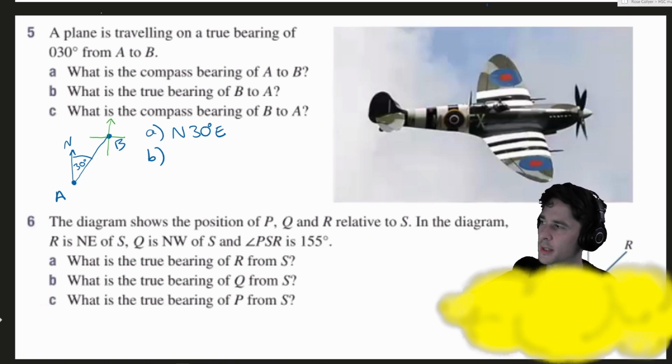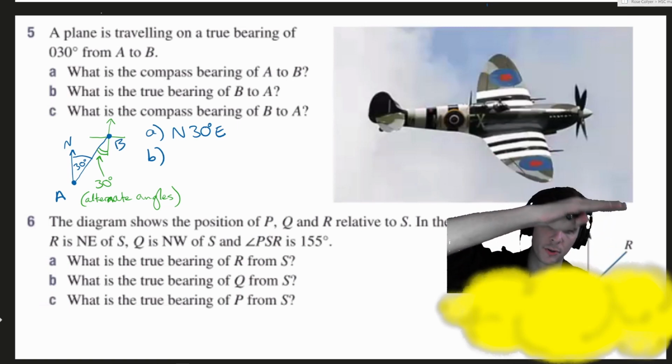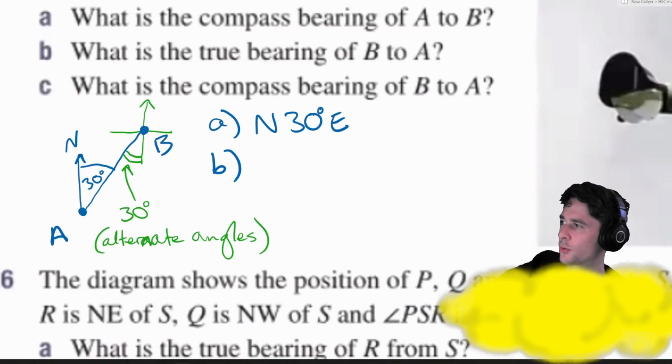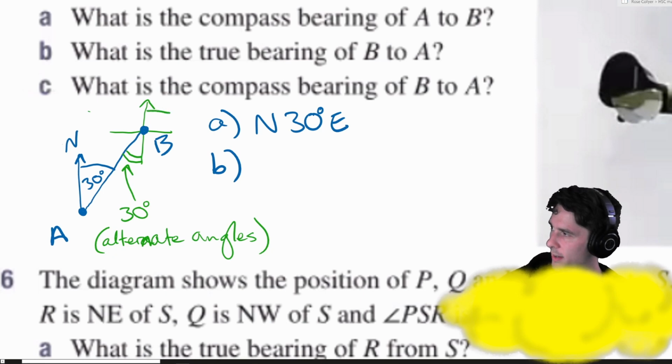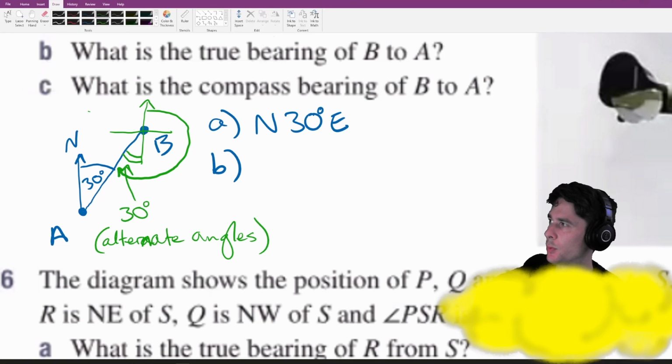Just real quick, can you tell me what this angle is here? It's 30. What's the reason we would give to say that that angle is 30? That's right. Alternate angles. From north, how far do we have to turn clockwise until we're looking in that direction? So the answer we're looking for is going to be the angle that we have to turn from north until we're facing in that direction. That's our true bearing. 210 degrees, true, good.